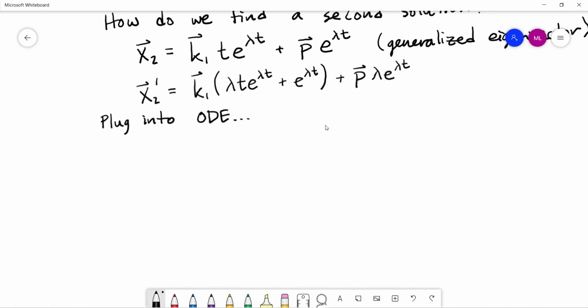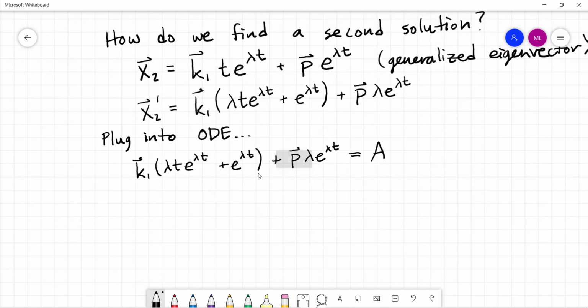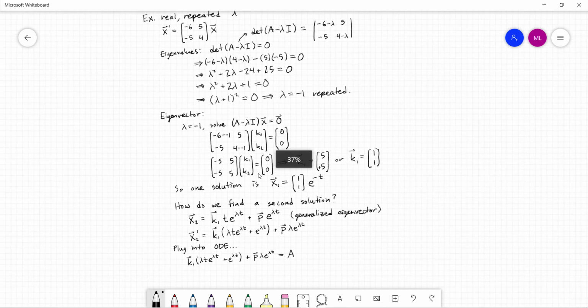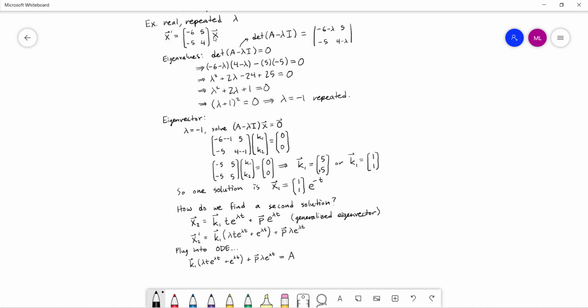So on the left, we have our x prime term. So that's our k1 times lambda t e to the lambda t plus e to the lambda t plus our p lambda e to the lambda t. So that's the whole left-hand side, right? That is just x2 prime. And that's equal to a times x. So again, I'm just plugging into this equation, but just doing so kind of generically now.